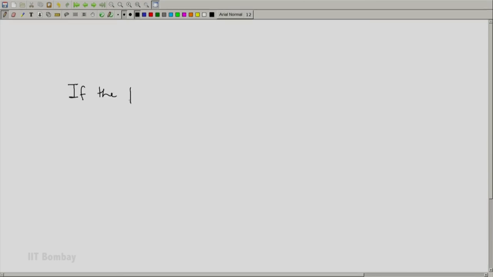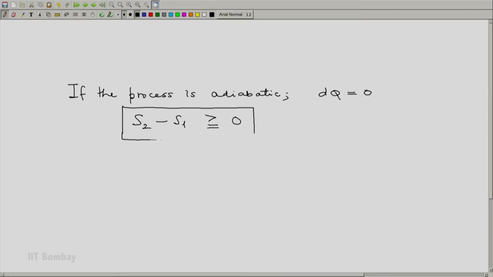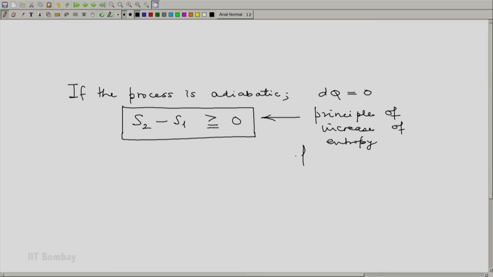If the process is adiabatic, we will have dq equals 0 throughout the process, and hence we will get S2 minus S1 to be greater than or equal to 0. This is known as the principle of increase of entropy for an adiabatic process.